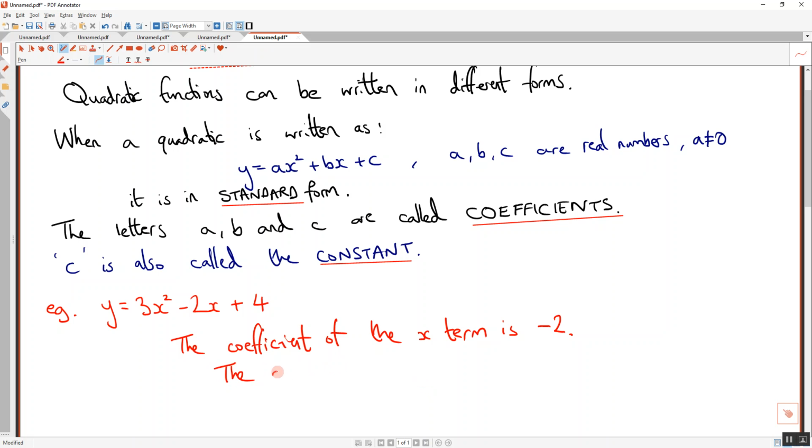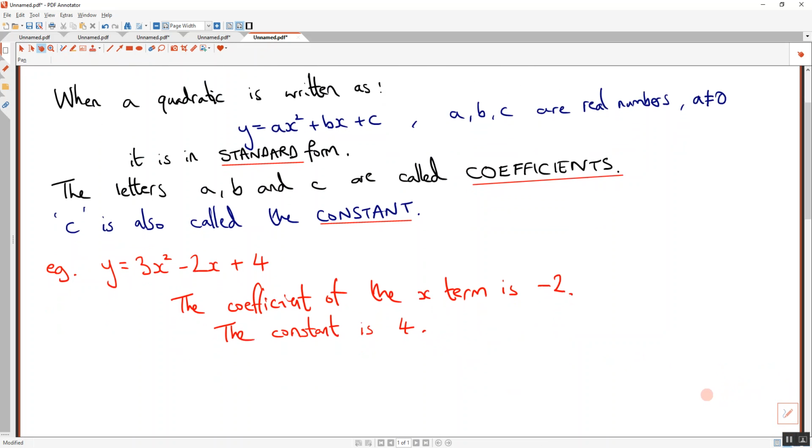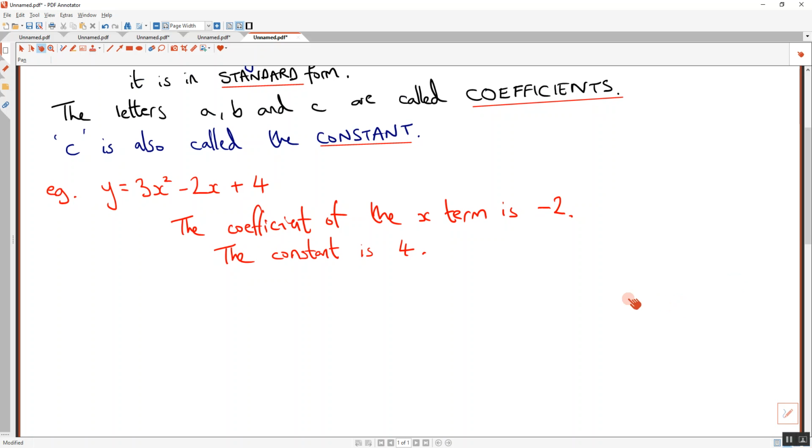The constant is not x. Sorry, 4. The constant is the number by itself, or the c part. So the constant is 4. What's the coefficient in front of the x squared part? 3. So the coefficient of the x squared is 3. So just get used to using those words.